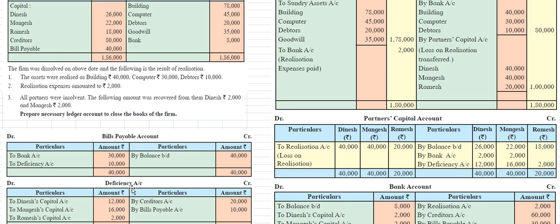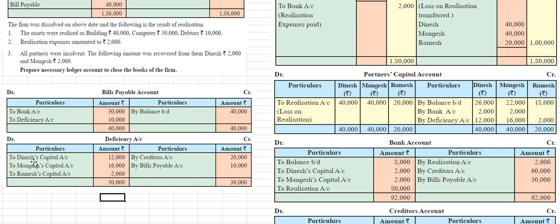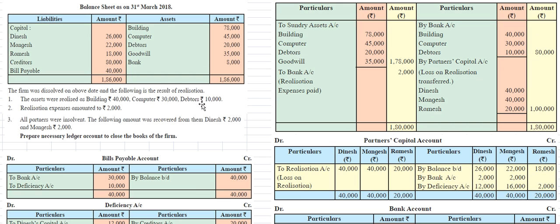And next is the deficiency account. In the deficiency account, to Dinesh capital account it is 12,000 rupees and 16,000 rupees and 2,000 rupees. So this 30,000 rupees cannot be paid from the partners' capital accounts, so that will be transferred to the deficiency account, 30,000 rupees. Next is bills payable and creditors, the amount is 80,000 and 40,000 rupees.